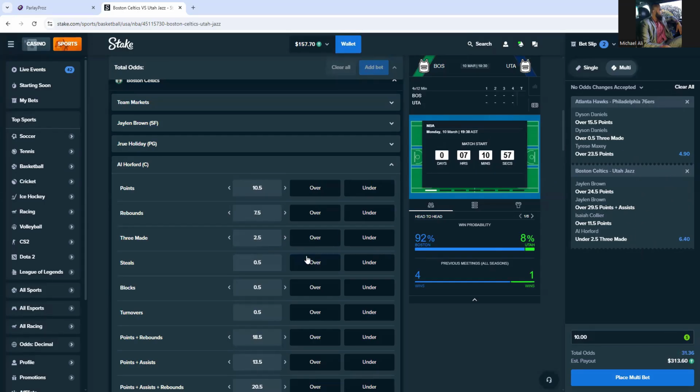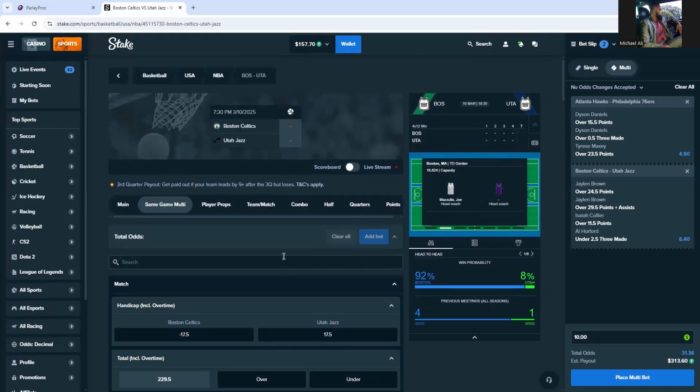You could do another game with multiple lines on the same game multi, and you could add it in here. Odds multiply with odds. So the reason this went to 31.36 is that they take the 6.40 and multiply it by 4.90.